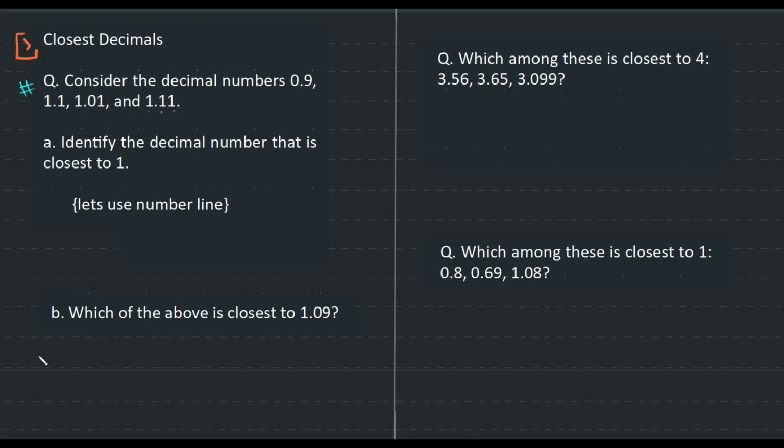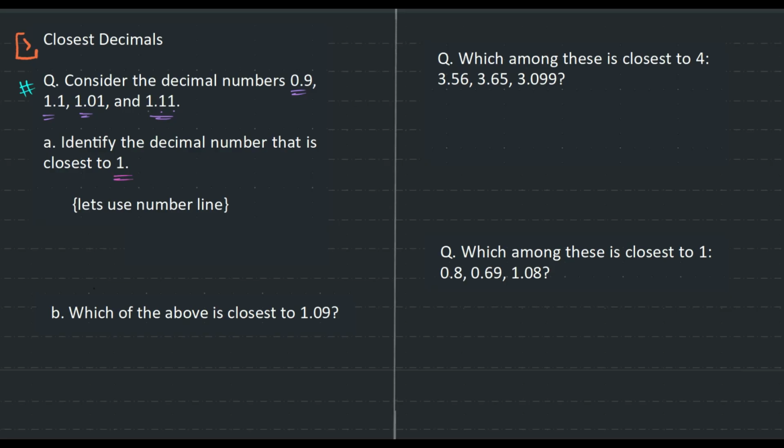We're trying to figure out the closest decimal for each of these questions. Now, let's consider the decimal numbers 0.9, 1.1, 1.01, 1.11. The very first thing that I would advise is to check the position values. What all positions do we have? So we have ones, tens, and hundreds, right? We have to figure out the decimal number that is closest to 1.